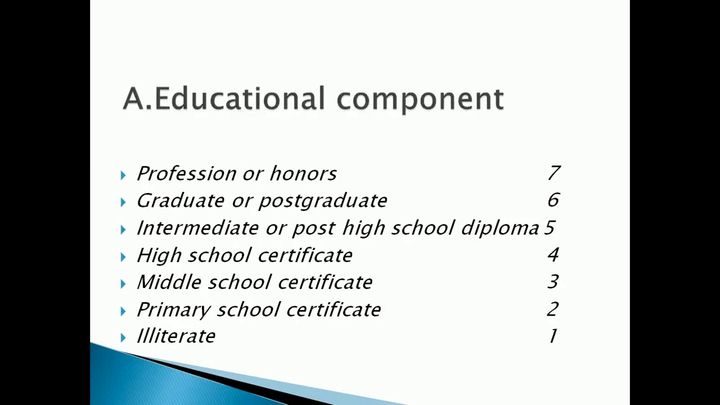So coming to the components one by one, first is the educational component. If the person comes under profession, as we discussed previously, then the number given is 7. Graduate or postgraduate is 6. Like that, if the person is illiterate, we give 1. Primary school certificate 2, middle school certificate 3, high school certificate 4, intermediate or post high school diploma, that is 5, graduate or postgraduate, that is 6, and profession, that is 7.